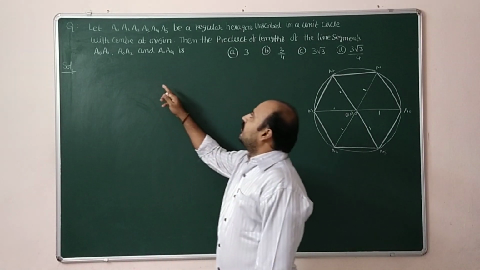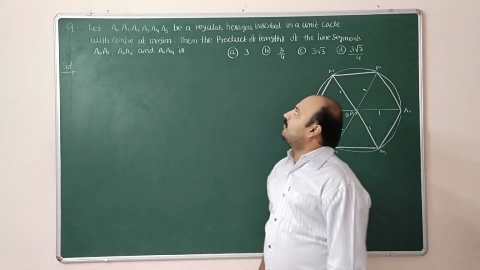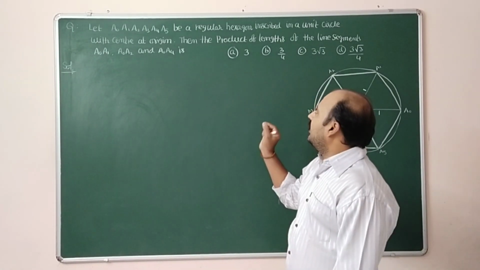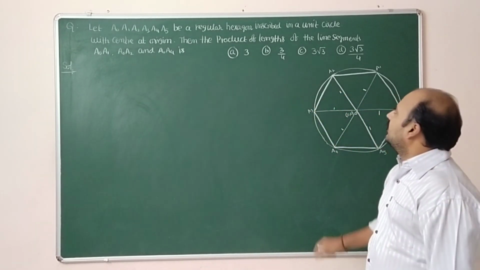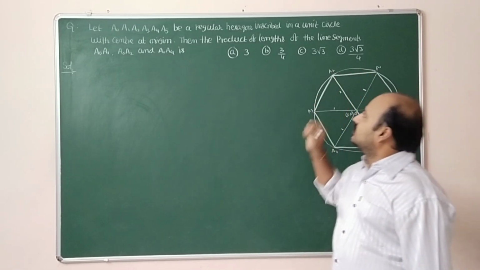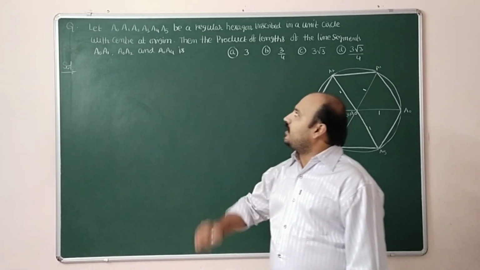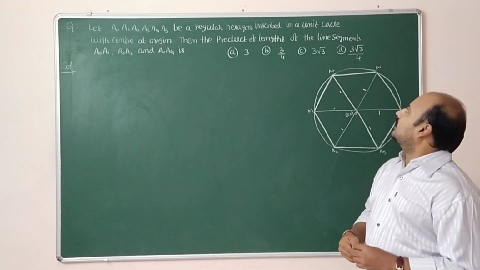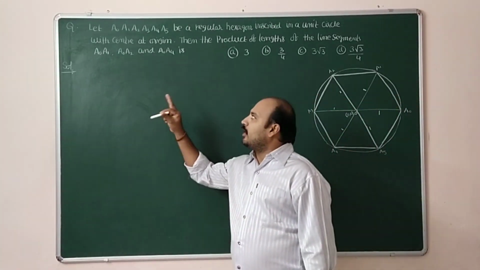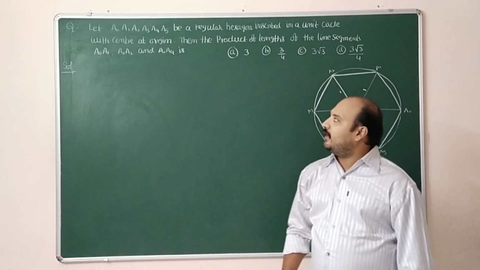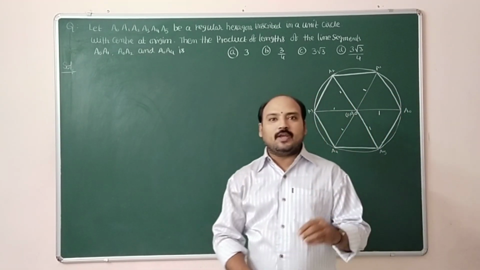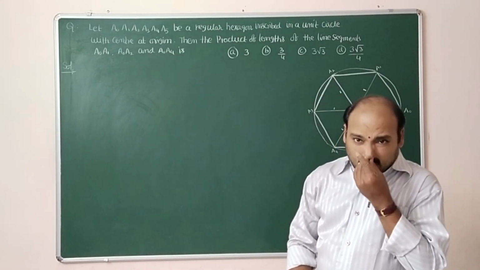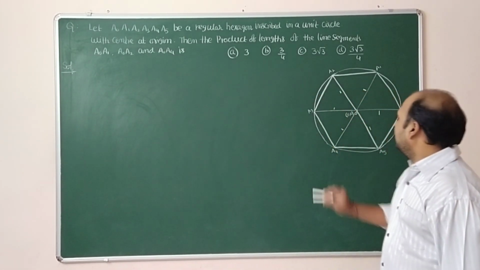Let A0, A1, A2, A3, A4, A5 be a regular hexagon inscribed in a unit circle with center at origin. Then the product of lengths of the line segments A0A1, A0A2 and A0A4 is. So according to the question, I draw the figure.